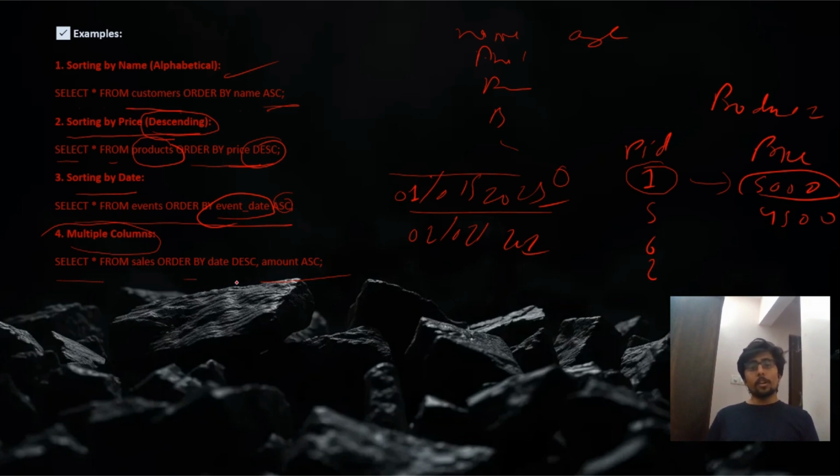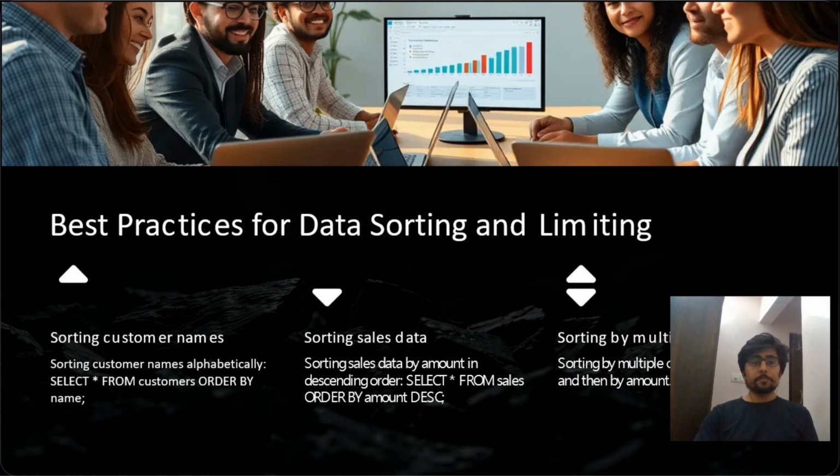SELECT * FROM sales ORDER BY date DESC, amount. It means you are ordering by two things, right? First it will order by date, and then it will order by amount also. For example, if two dates are the same, say on 1st of February there were only two amounts, then again it will order by amount, because ascending order means the lower will come first on the top row. So it will be like that.